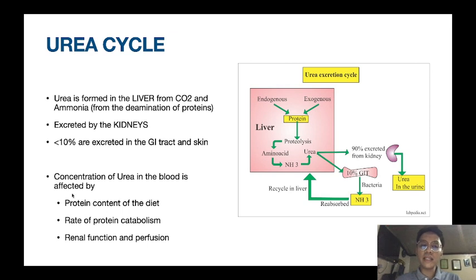And when you eat a lot of protein, for example the protein content of the diet, if you take in a lot of whey protein or you work out and then eat a lot, you are protein loading. So you will have an increase in urea. Look at these factors that affect the concentration of urea. Again, renal function and perfusion. When there is failure of renal function, the urea will not be excreted in the urine and will accumulate in the blood, leading to increased urea in the blood.